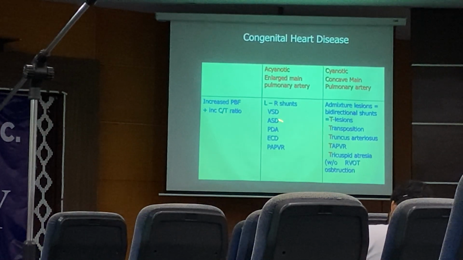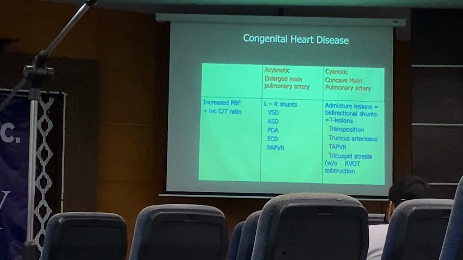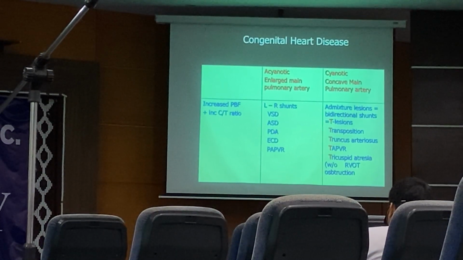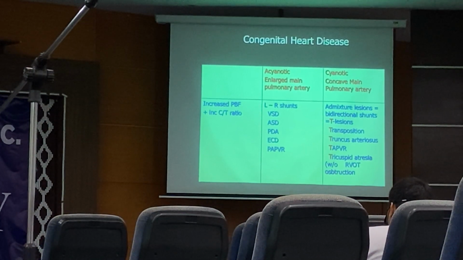So what are these lesions? You have the VSD, ASD, PDA, endocardial cushion defect, partial anomalous pulmonary venous return. In the cyanotic type, you have the transposition of great vessels, truncus arteriosus, total anomalous pulmonary venous return, tricuspid atresia without right ventricular outflow tract obstruction.